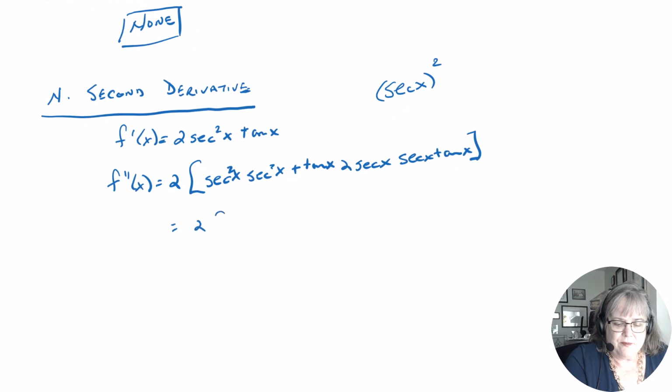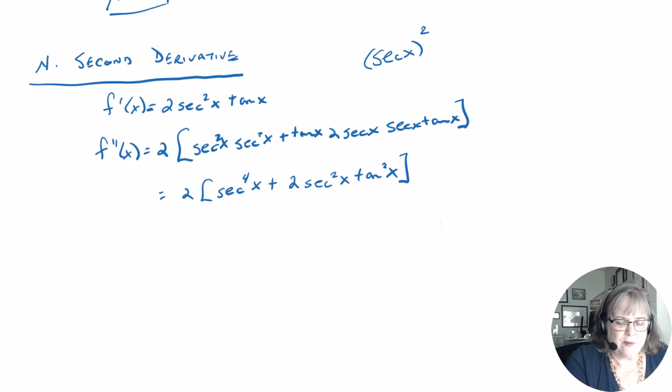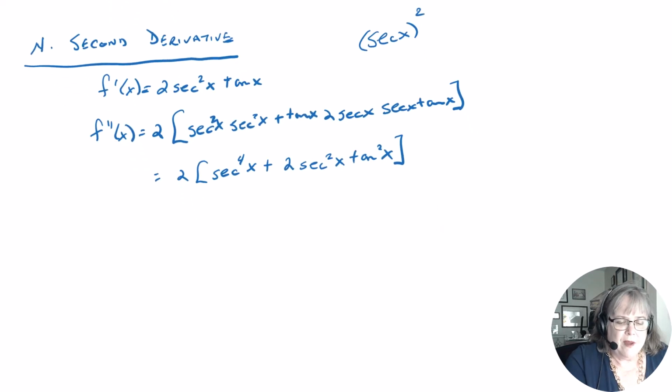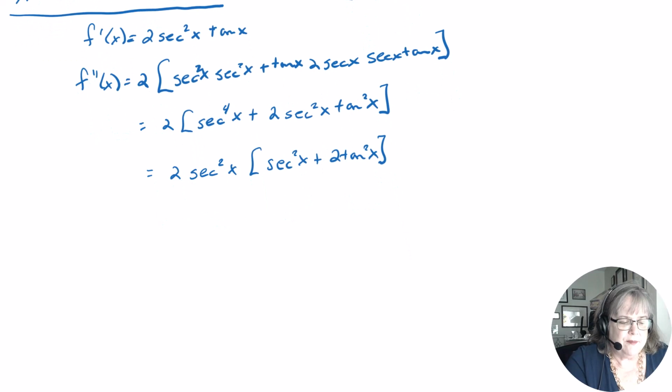So you have 2 secant to the 4th plus 2. Let's see, we could clean it up and have a secant squared x tangent squared x. That's a little bit better. Okay. There's a secant squared in common, so let's see what we can get after we do that. So we'd have secant squared x plus 2 tangent squared x after we factor out the secant squared.